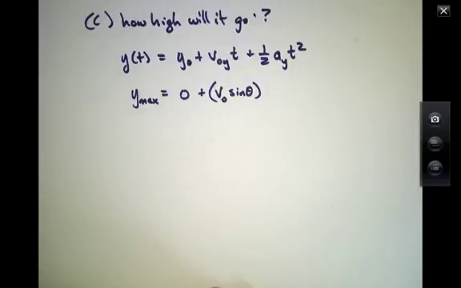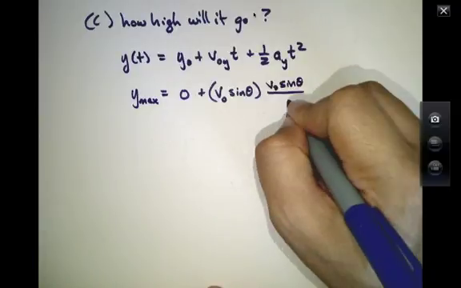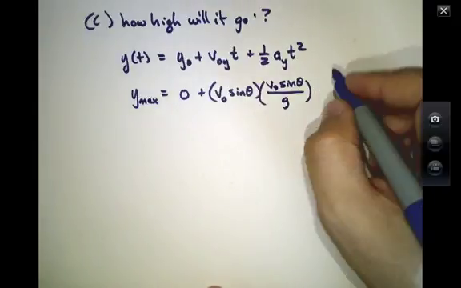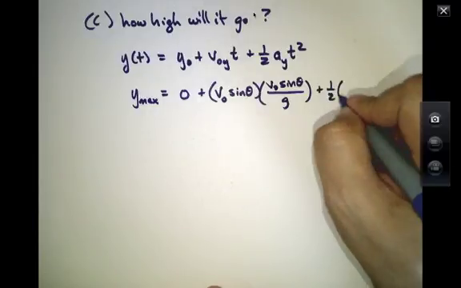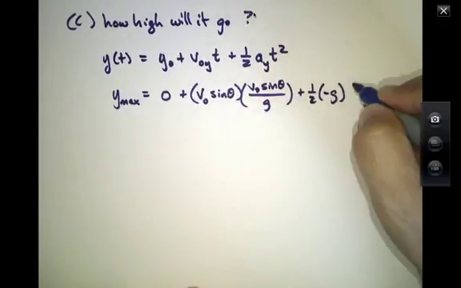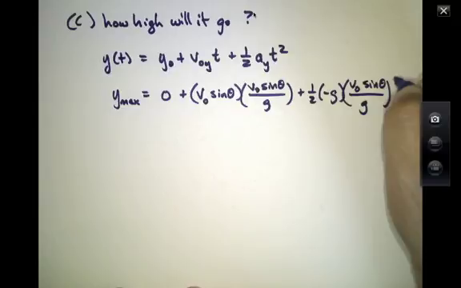In other words, the time by which the speed in the y direction goes to 0. That time turned out to be v naught sine theta over g. Notice there's no factor of 2 now. And then we're going to have this last term in this expression plus 1/2 minus g, we're going to put that same time in, v naught sine theta over g, but now square it.